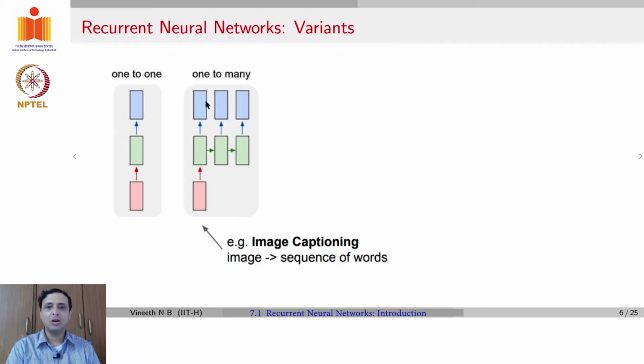You could have a one-to-many variant where your input is at one time step, but your output is actually a sequence of outputs over time steps. What's an example? Image captioning, where your input is a single image and your output is a sequence of words, where one word has to follow the previous word to make a complete sentence. You call this one-to-many, where you have one input and many outputs.